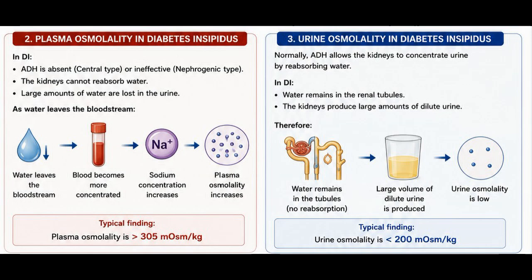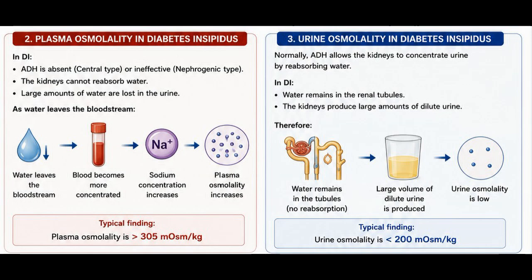As water leaves the bloodstream, the blood becomes more concentrated. Sodium concentration increases. Plasma osmolality increases. Typical finding: plasma osmolality is more than 305 mosm per kilogram.